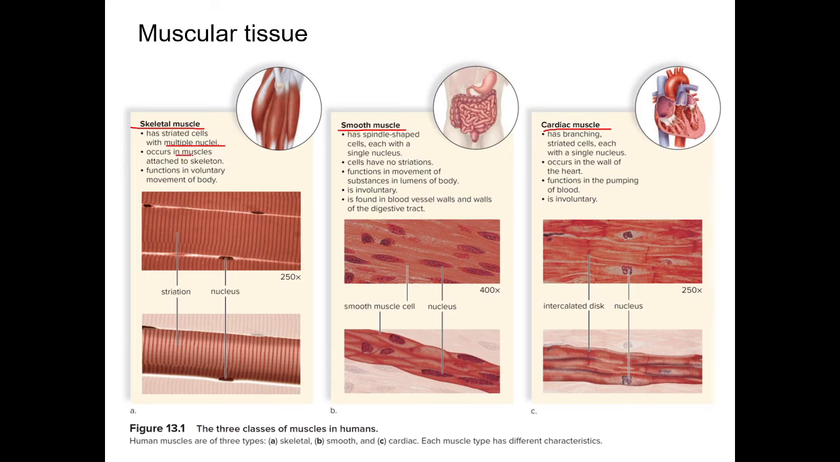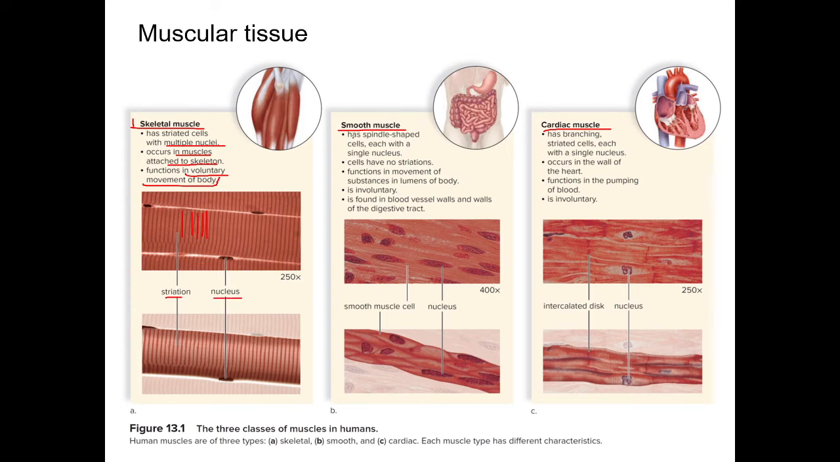It occurs in the muscles attached to the skeleton. The function is very much voluntary. When movement of the body occurs, only then these muscles contract or relax. And these muscles are called skeletal muscles. You can see how the striated fibers, how these patches are there. This is called striation, and the nuclei are present in between them.